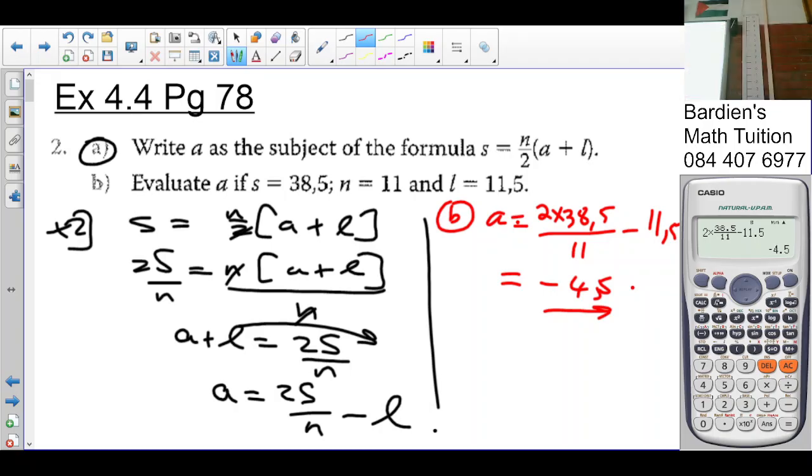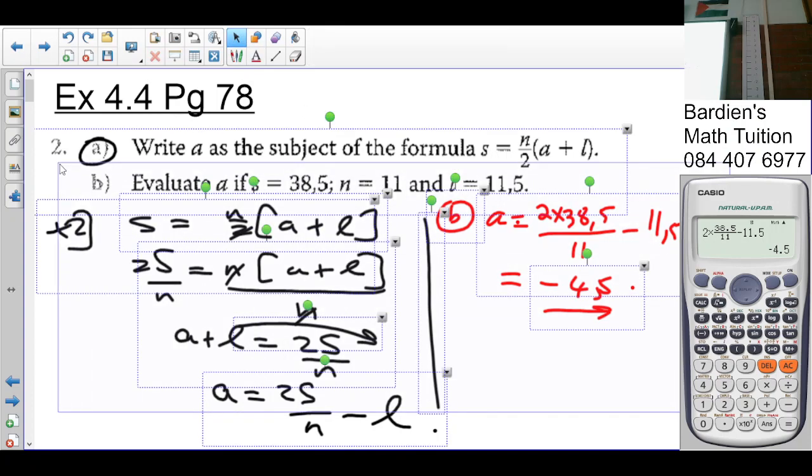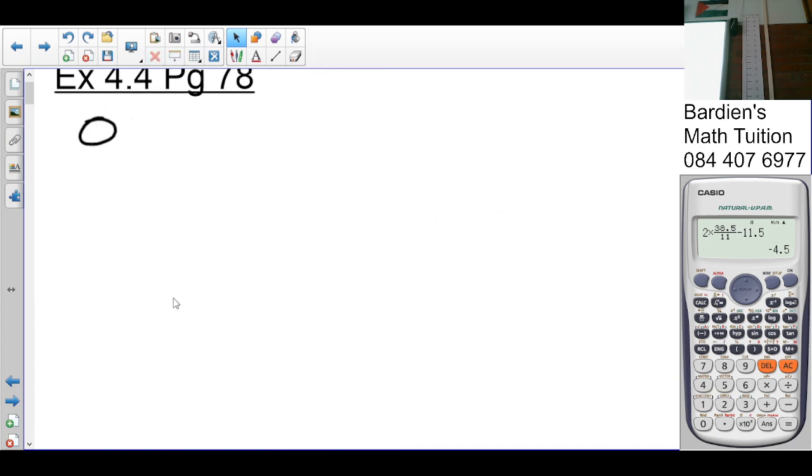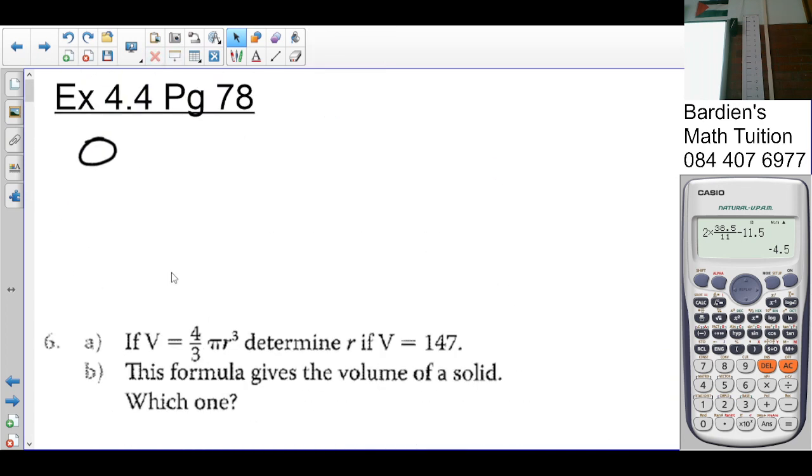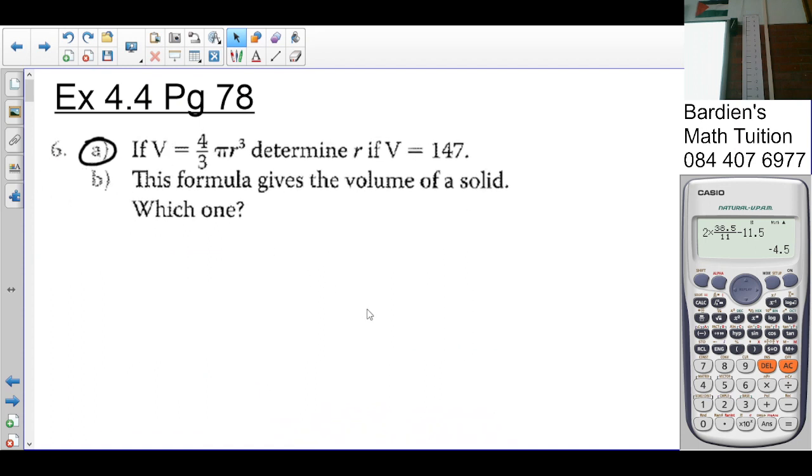What do I do next? Sorry? What am I going to do next? Divide by n. Okay? Or I could have multiplied by n. Alright. So it's A plus L is equal to 2S over n. Now what? You want A on its own, so I'm going to take L over. So A is equal to 2S over n minus L. Or you could have had 2S minus nL over n. You had written it as one fraction.